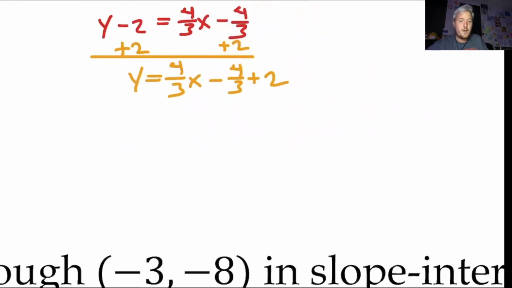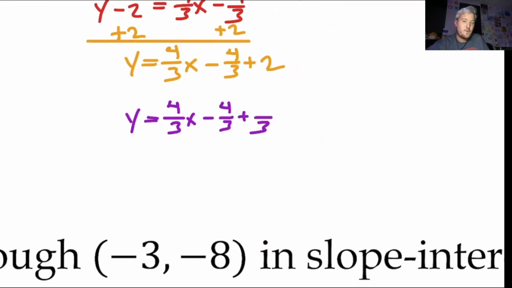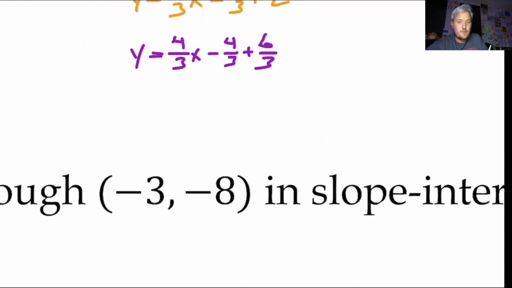So I want to be able to combine 4/3 and positive 2. So I need a common denominator. So I'm going to go ahead and write a common denominator of 3. So I'm going to leave 4/3 alone, plus 2 over 3. So if I'm going times 3, 2 times 3 gives me 6. So that means my new numerator is 6. And I'm going to combine 4/3 and 6/3, which means my equation here is y equals 4/3 x plus 2/3.